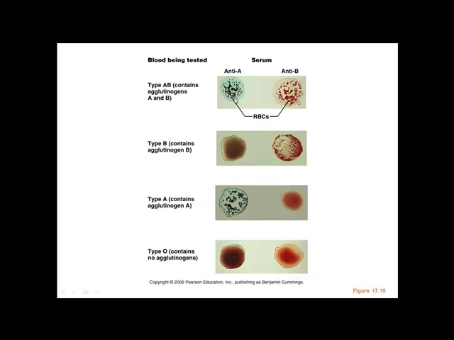This would show somebody with type AB blood because there's clumping in both the anti-A and anti-B wells. This would show somebody with type B because there's only clumping when it interacted with the B serum. This is type A because there's only clumping when it interacted with the type A serum. This would be O blood, because no clumping occurred.